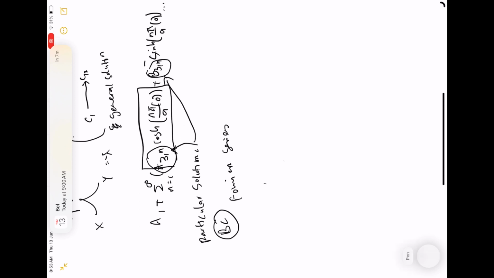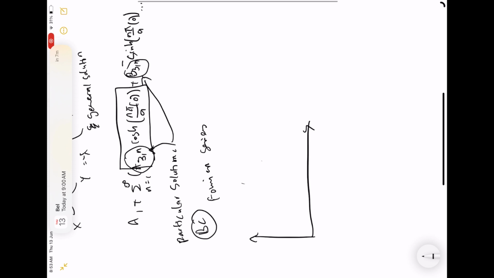Now we will look at boundary conditions first. For example, if the problem gives you the boundary conditions, then it is easy for you. But what if the problem gives you some kind of picture? Then you need to take out the boundary conditions from the picture itself.